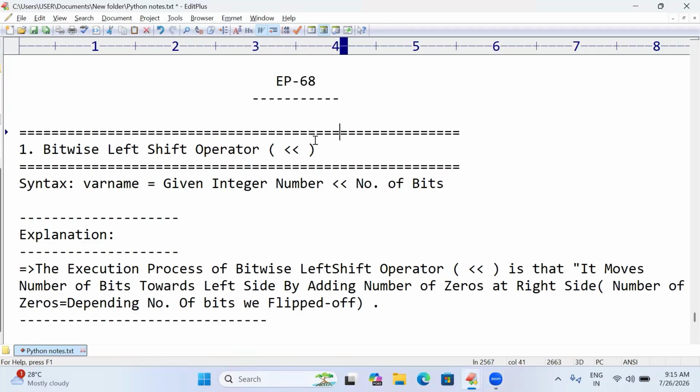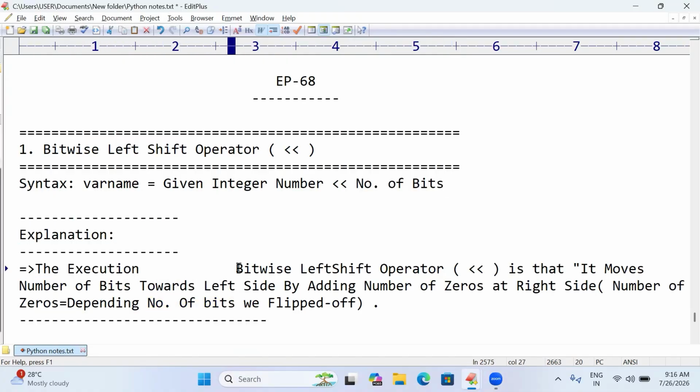In today's episode, we are going to discuss the bitwise left shift operator. The symbol for this bitwise left shift operator is the double less than symbol. So let's see the syntax: variable name is equal to given integer number, double less than symbol, number of bits. So let's see the explanation.